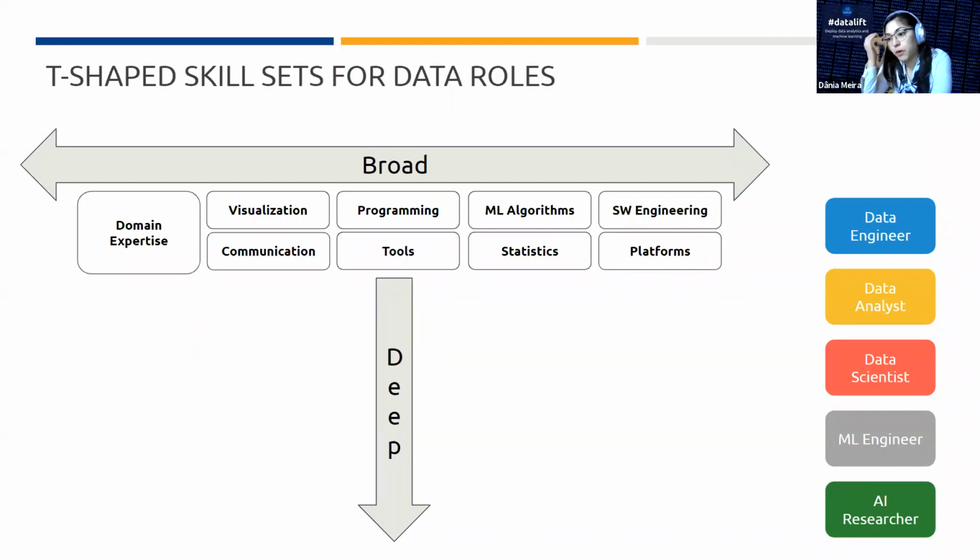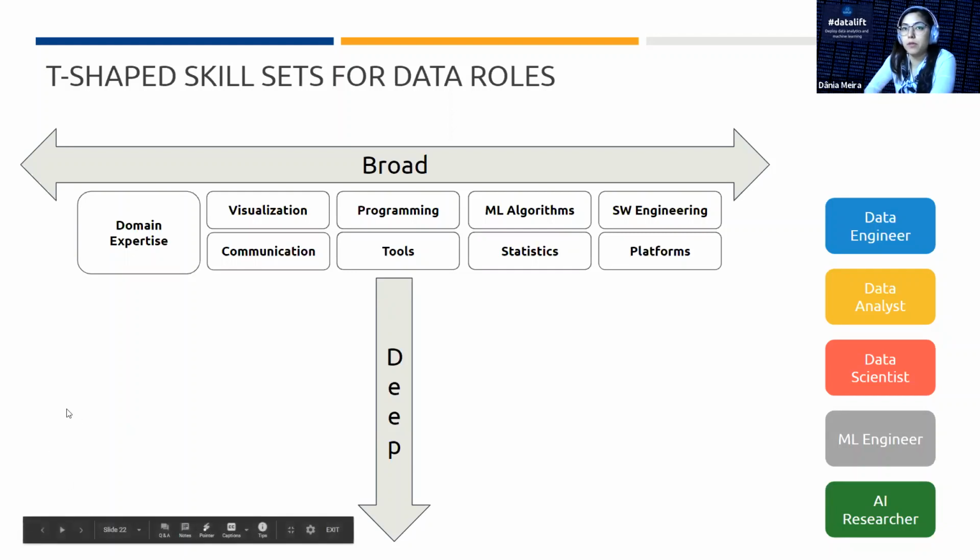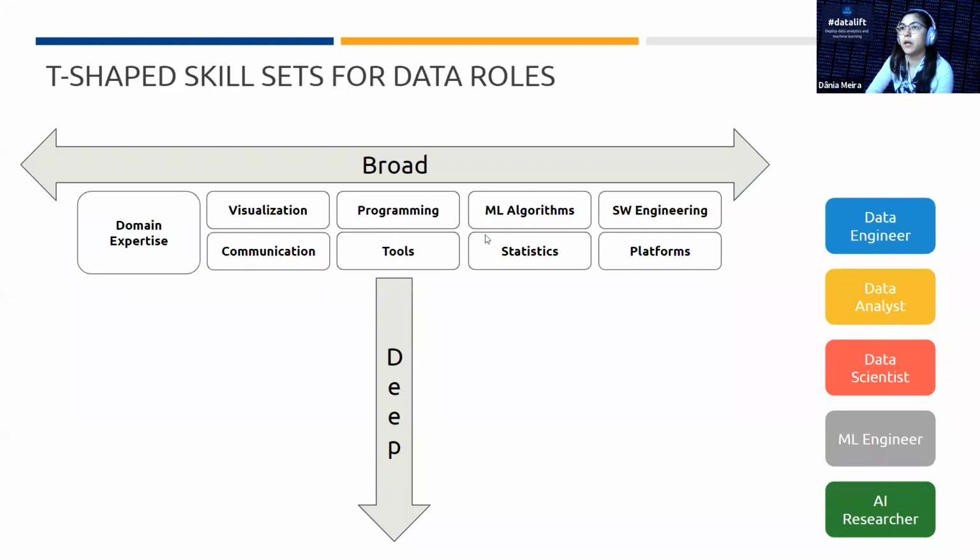Yeah, and I saw that there are some questions regarding what to learn, and this is the part where I want to talk to you about the T-shaped skills for the different data roles. T-shaped means that you have broad knowledge, and here I put some blocks: domain expertise, visualization and communication, programming and tools, machine learning algorithms and statistics, and software engineering and platforms. And there's also the deep expertise that could be in one or maybe two of those.